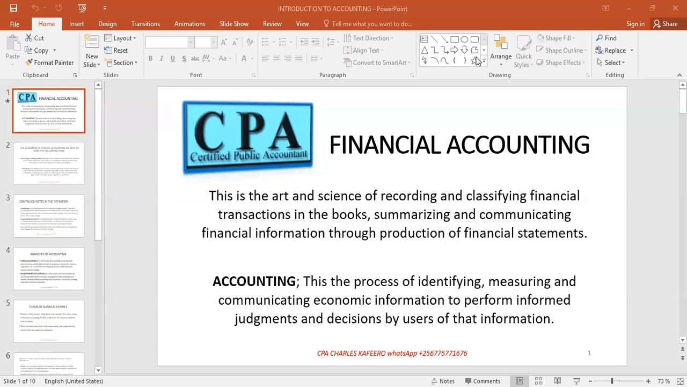Having given you the components, I'm going to take you through the branches of accounting. After knowing the branches of accounting, the next thing will be the forms of business entities, which we are going to be dealing in when we are preparing the financial statements. So allow me to kick off without wasting time.